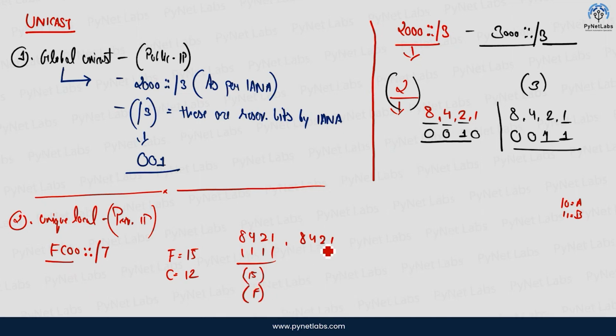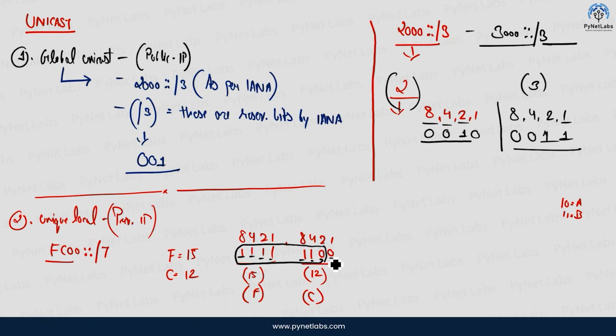And with 8421, if I want to convert C, simply 8 plus 4 will be 12 and the rest of the values will be 0. So this is going to be 12. So FC, we got the conversion. Now as per IANA, if you see 1, 2, 3, 4, 5, 6, 7, this first 7 bits will be reserved.